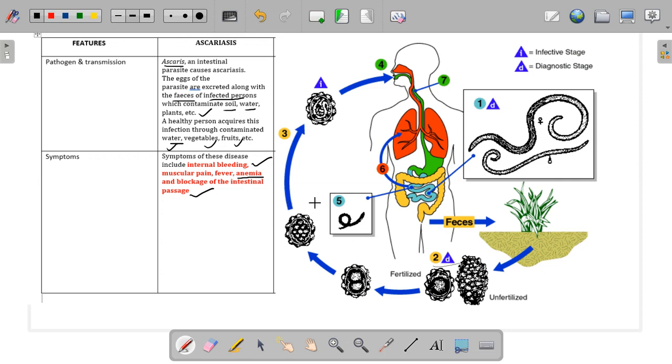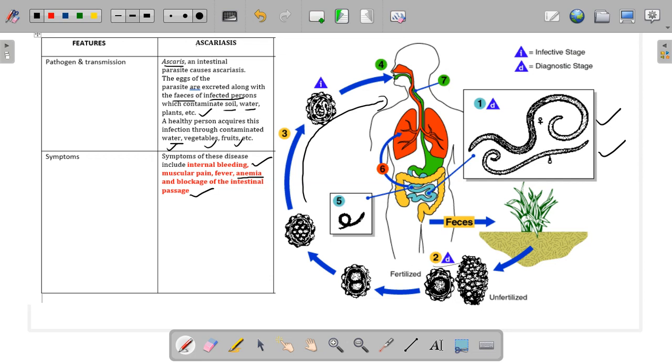If a person plays on the ground, these fertilized eggs can be taken into the healthy person. They go into the body, and these small inconspicuous eggs settle in the small intestine, and they continue to grow into these worm-like structures, and the rest of the cycle continues. This is Ascariasis.